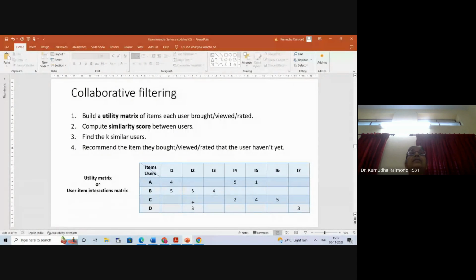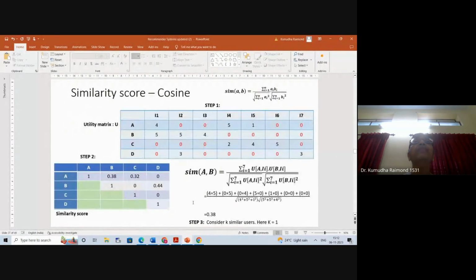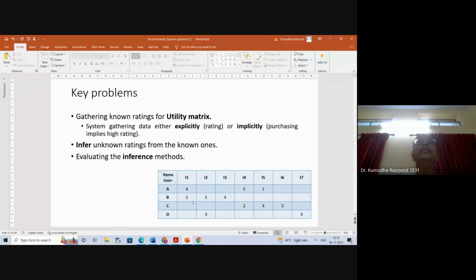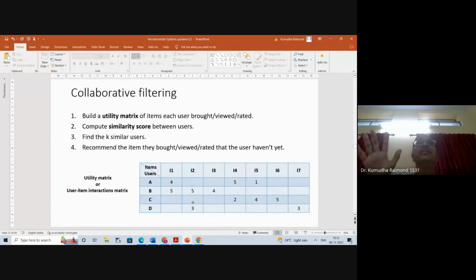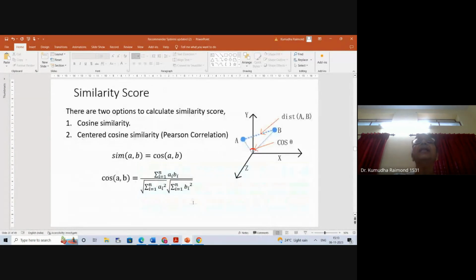And there is another matrix that is also available here. Okay, given a particular utility matrix, there are a lot of places where I need to fill in, probably assuming that I'm putting 0 in all these particular places. The very next step is to compute the similarity score. I'm going to calculate the similarity score.